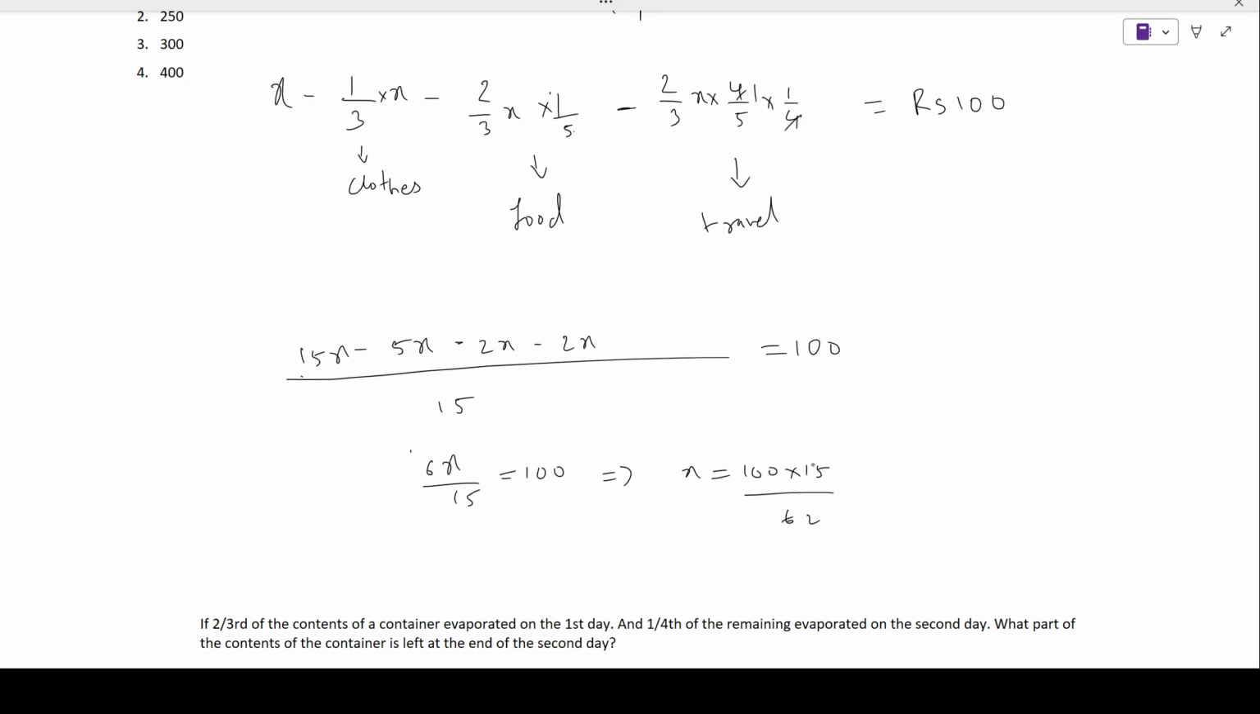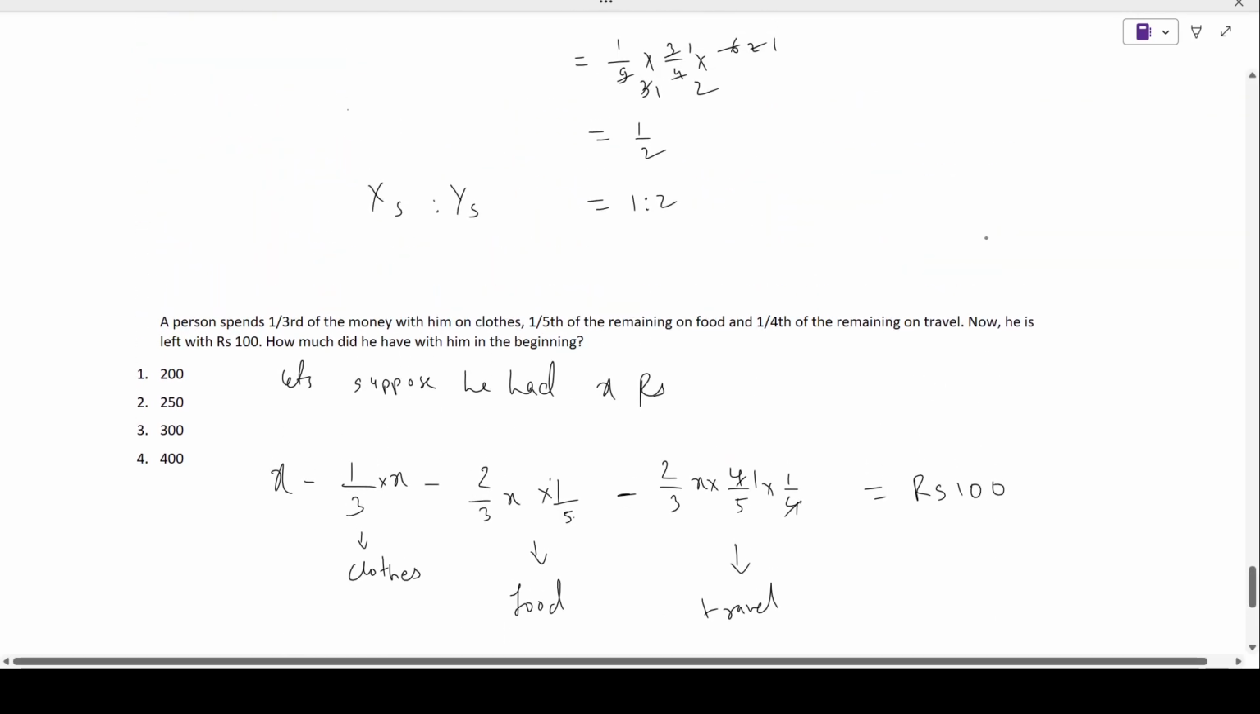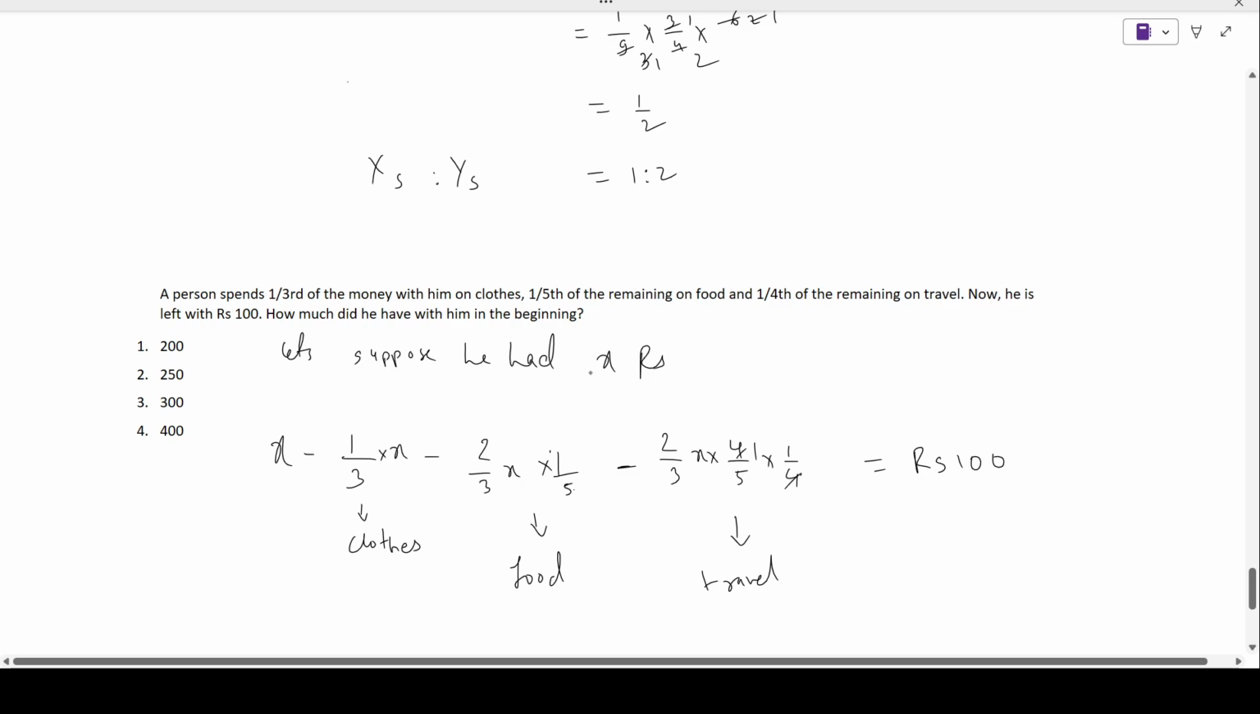3 2s are 6, 3 5s are 15, 2 1s are 2. The value of x turns out to be 250. So we had supposed that he had x rupees with him at the beginning, so the answer would be 250. He started with rupees 250, and after spending all that which is stated here, he is left with 100 rupees.